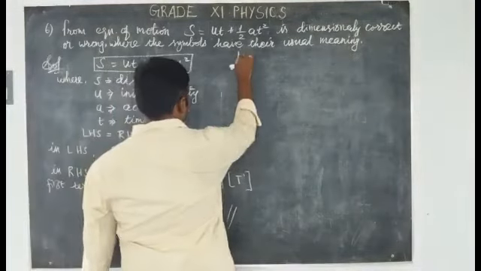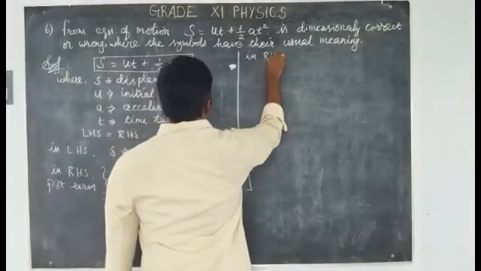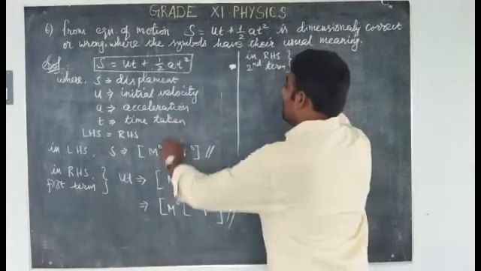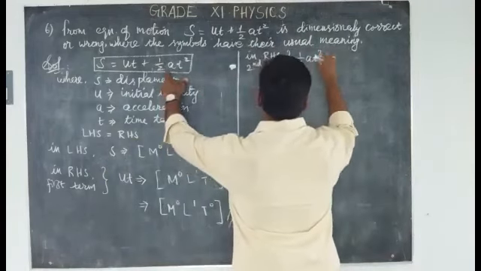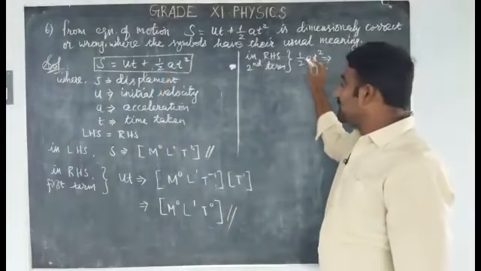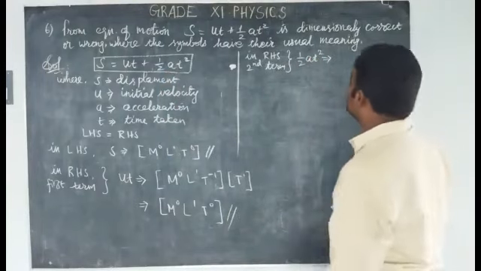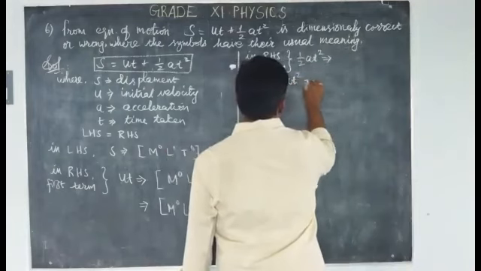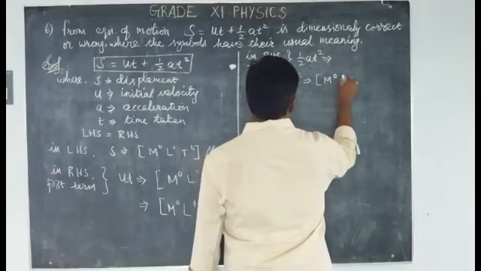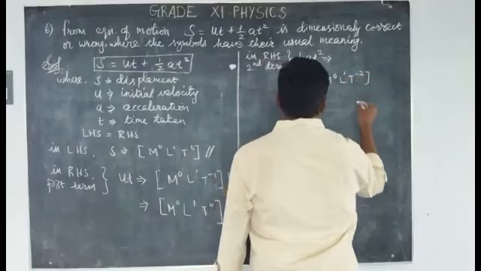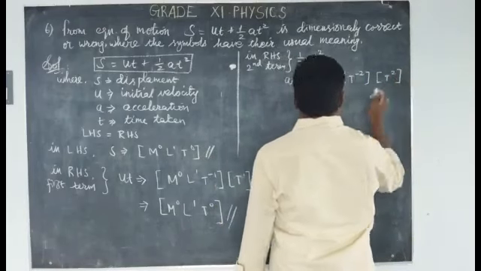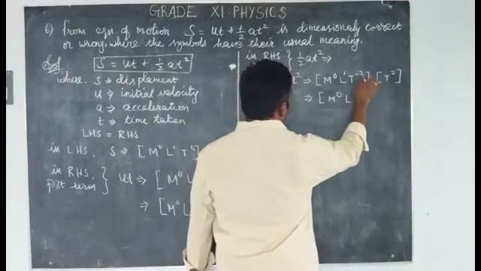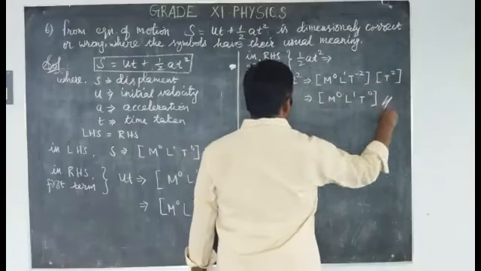Again, right hand side second term. What is the second term given? Half at square, no? So, half at square. For constants, we cannot set dimensions. Note it, like constant numbers. 1 by 2 is a constant. For constants, we cannot set dimensions. So, at square only has a dimension. Acceleration has no mass, only the length and the time power minus 2, into time square. So what is the final dimension? There is no mass. L power 1, t power minus 2 into t power 2 becomes t power 0. So we have got the dimension.